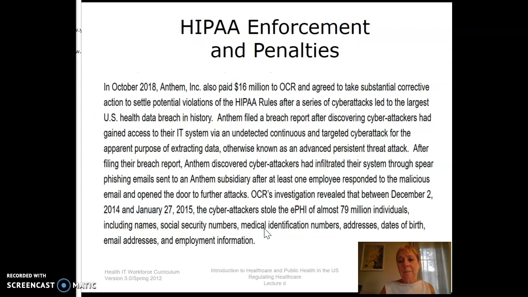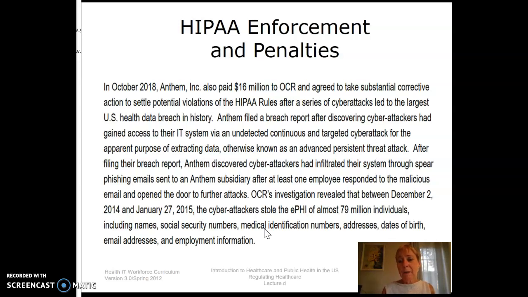So here's the one. October 2018, Anthem paid $16 million to the OCR and agreed to take substantial corrective action to settle potential violations of HIPAA rules after a series of cyber attacks led to the largest U.S. health data breach in history.